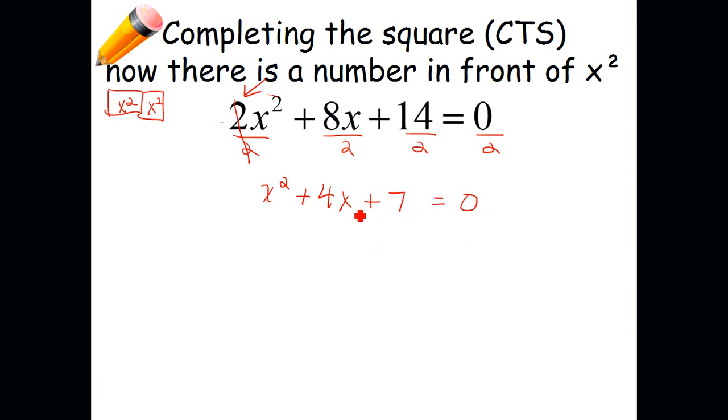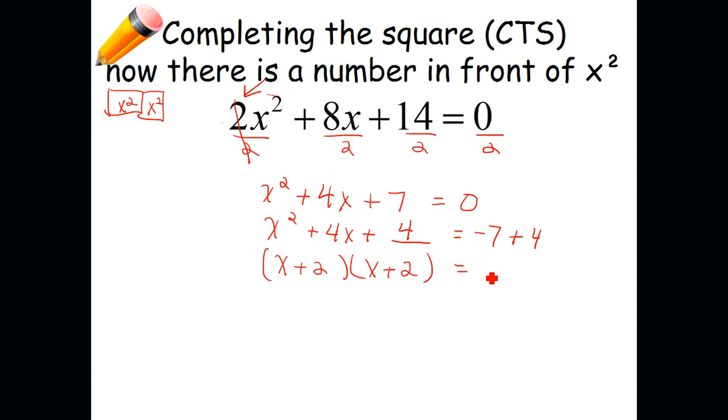And now I'm ready to do the whole let's fill in the blank. X squared plus 4x plus blank equals negative 7. What number goes in the blank? Half of 4 is 2 times itself makes 4. So I'm going to add 4 to both sides. Here, this is now factorable. X plus 2, x plus 2.